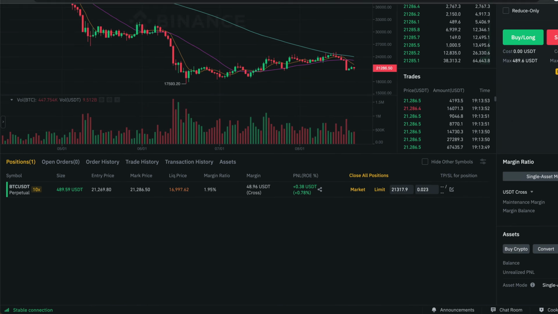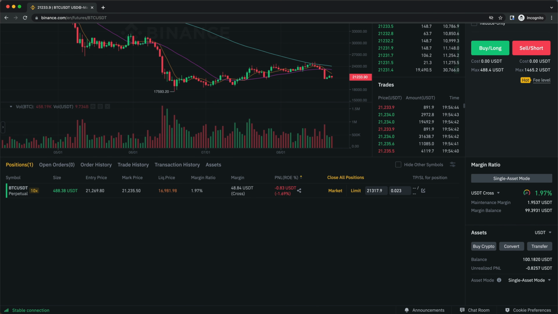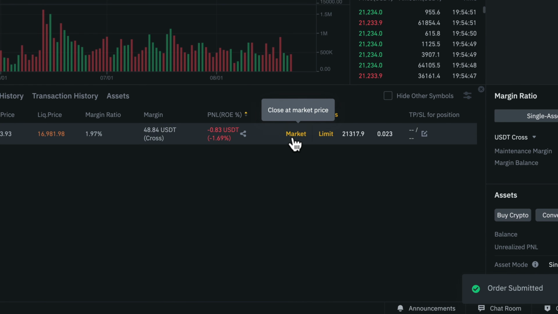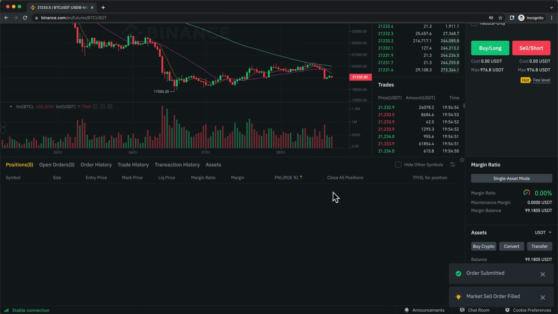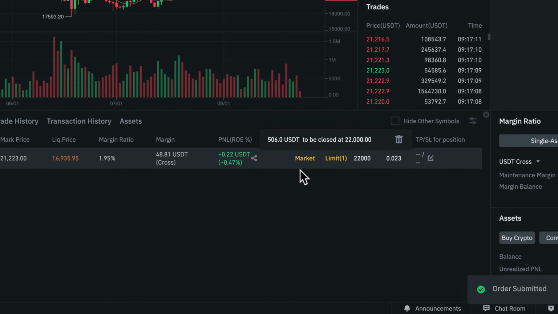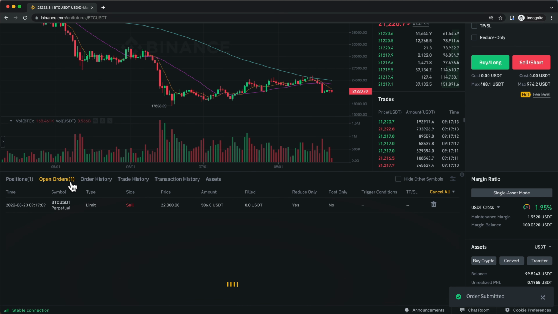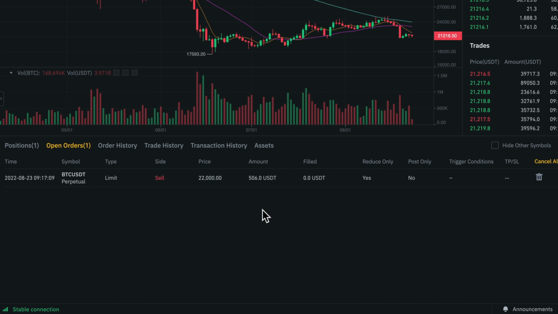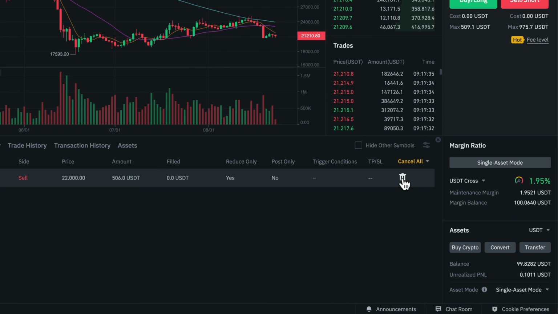by default is calculated using the last price, which is the price that this future has been traded at most recently. If we want to get out of a trade and close our position, there are a few ways we can do that. The quickest way is to simply click on Market, which will close our position immediately at the best available price. Or we can set our target price here and click on Limit. And that will put a limit sell order in the system, which we can see here under Open Orders.